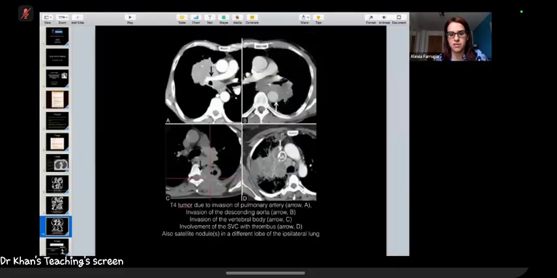T4 tumors, more invasive. In image A, it's causing invasion of the pulmonary artery. Image B, there is invasion here of the vertebral body. In image C, this is invasion of the vertebral body here. And in this case, in image D, it's surrounding the SVC, causing its invasion. So those would be features of a T4 tumor.